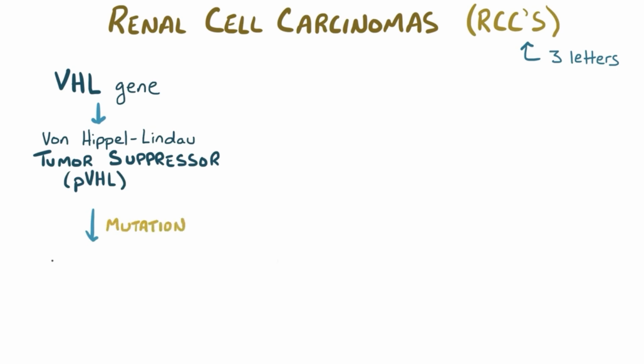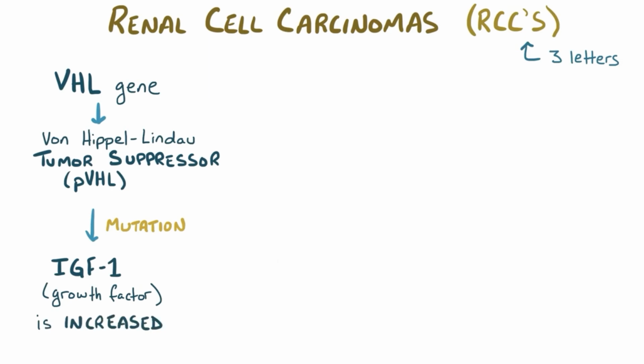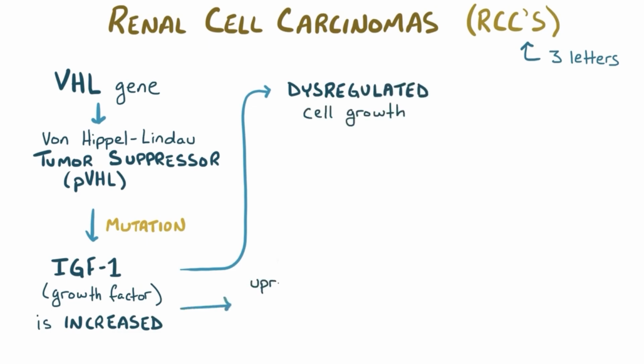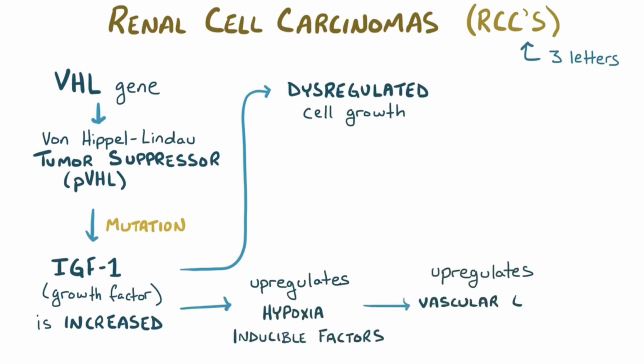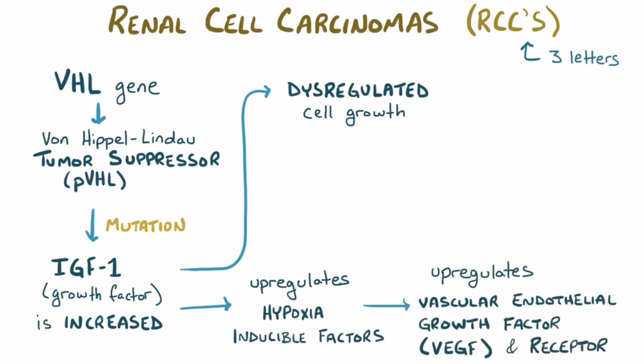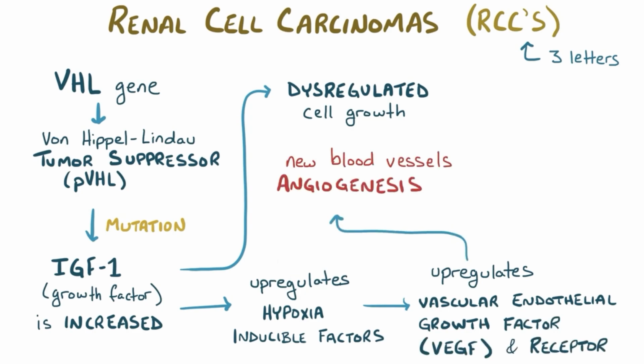Mutations in pVHL can allow the IGF-1, the type 1 insulin-like growth factor, pathway to go into overdrive. And this does 2 things. First, there's dysregulated cell growth. And second, it upregulates specific transcription factors called hypoxia-inducible factors, which in turn generate more vascular endothelial growth factor, or VEGF, as well as VEGF receptor, leading to growth of new blood vessels, or angiogenesis. Dysregulated cellular growth and angiogenesis are a recipe for tumor formation.